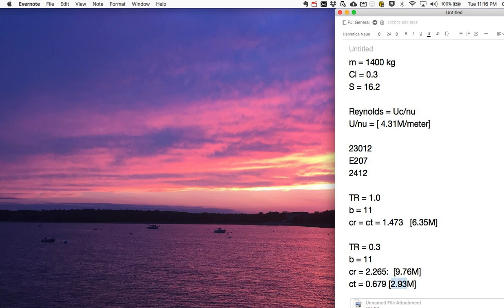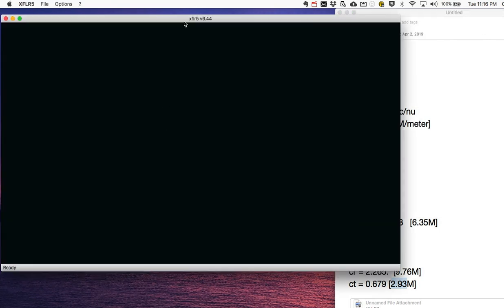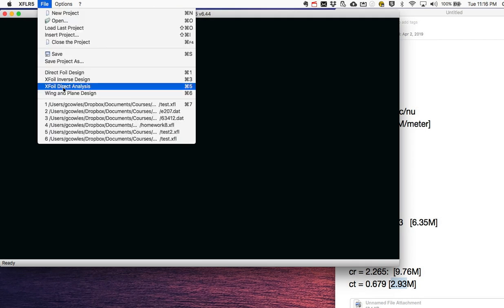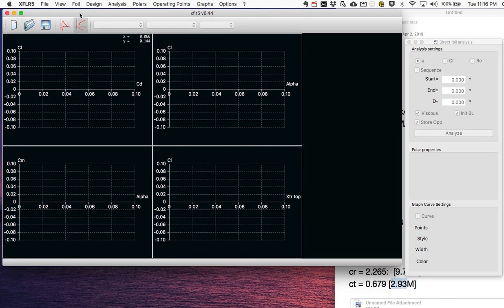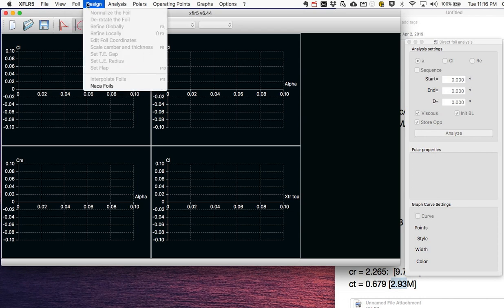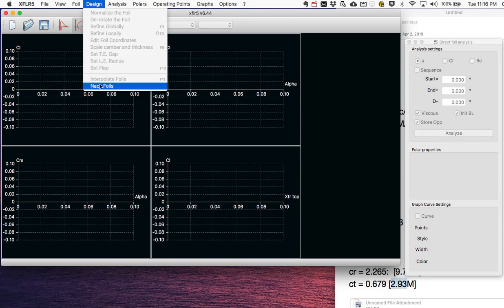So I'm going to launch XFLR5, and hopefully this is showing up in the recording window. And what I'm going to do is start off by running a direct analysis, XFoil direct analysis. And we'll grab the NACA 2412. Now XFLR5 can internally do NACA 4 and 5-digit series. So I'm going to grab those.